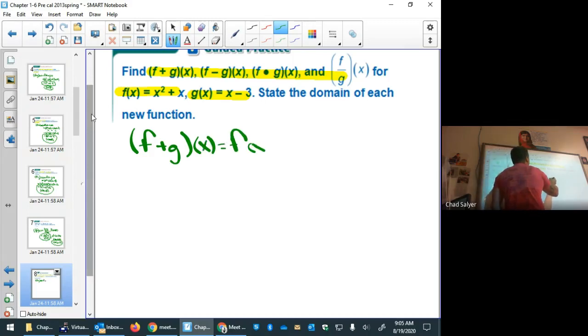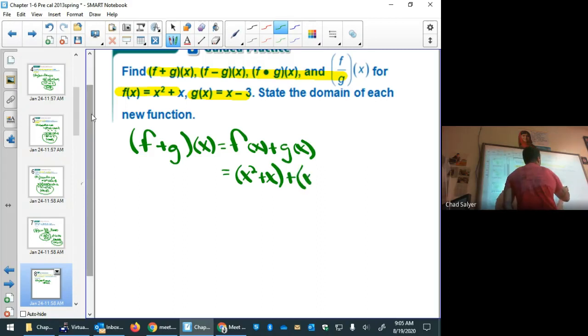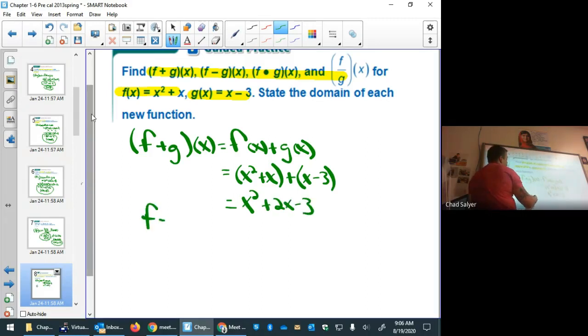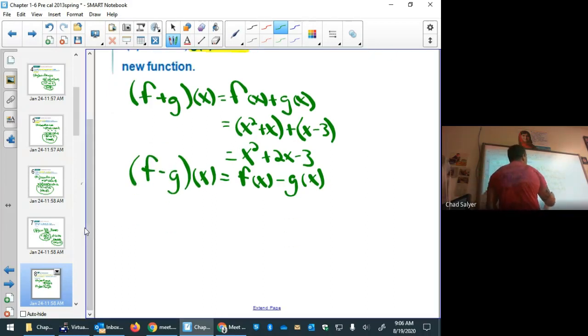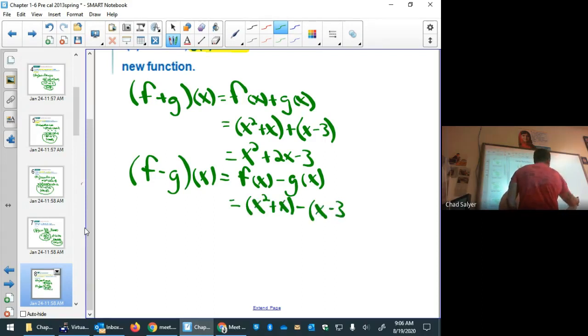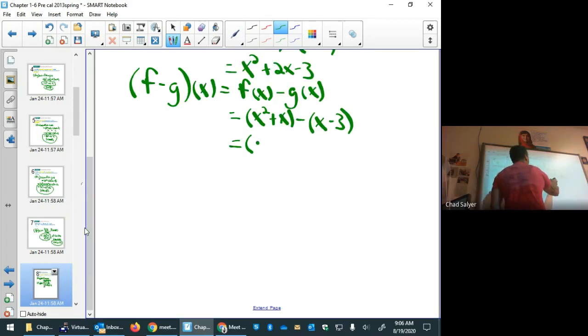Remember that's f of x plus g of x, which in this case is x squared plus x plus x minus 3. Just combine like terms: x squared plus 2x minus 3. And then f minus g of x is going to be f of x minus g of x. And so in this case, x squared plus x minus x minus 3.